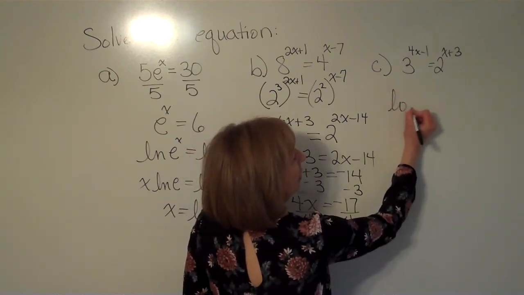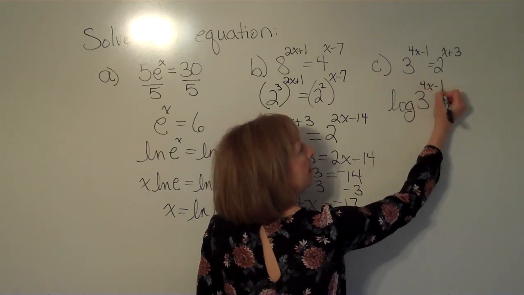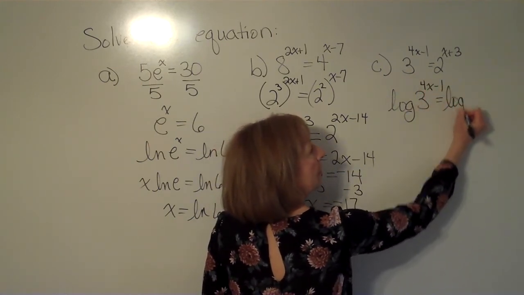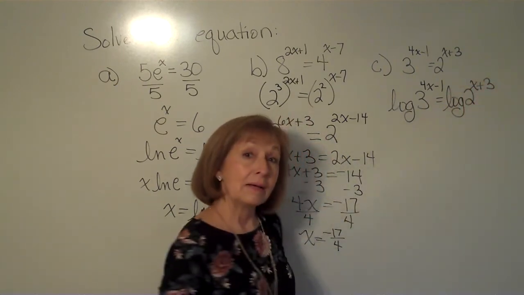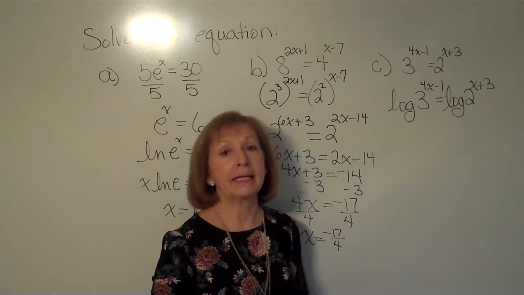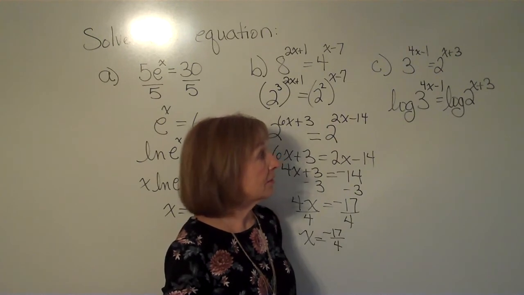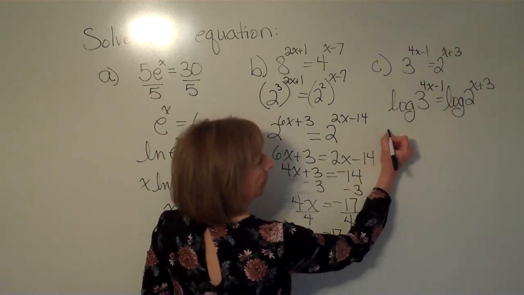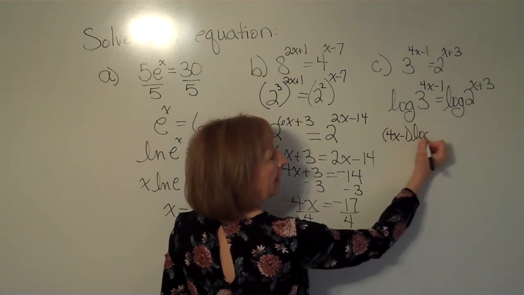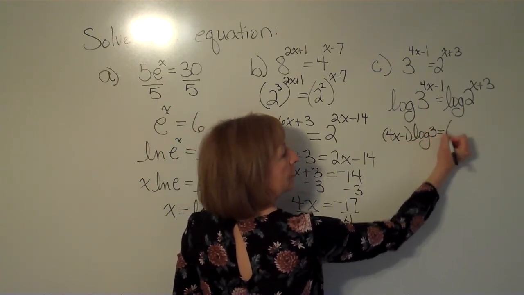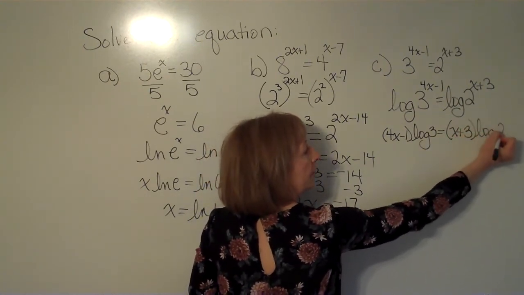So we'll go log base 10 of 3 to the 4x minus 1 is equal to log base 10 of 2 to the x plus 3. Now that I have logarithms in there, and again, we took the logarithms of both sides. We had to be fair to both sides. So now I can bring the exponents down so that 4x minus 1 gets multiplied by the log of 3 is equal to the x plus 3 is multiplied to the log of 2.